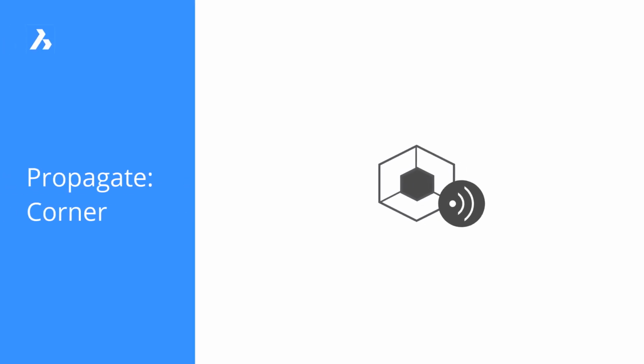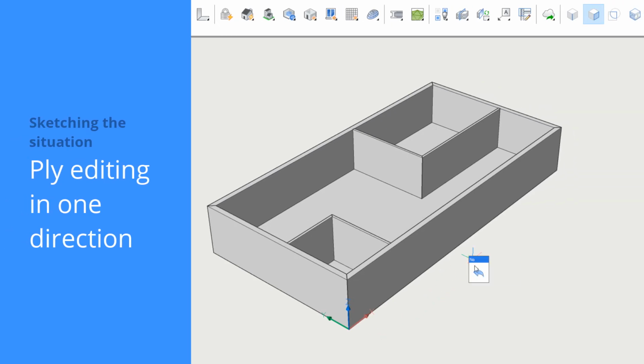Propagate can be used to copy complex nodes of multiple walls and slabs coming together. Sometimes using Propagate Planar in multiple directions can create incorrect nodes where these different entities come together. Let's take a look at this situation.